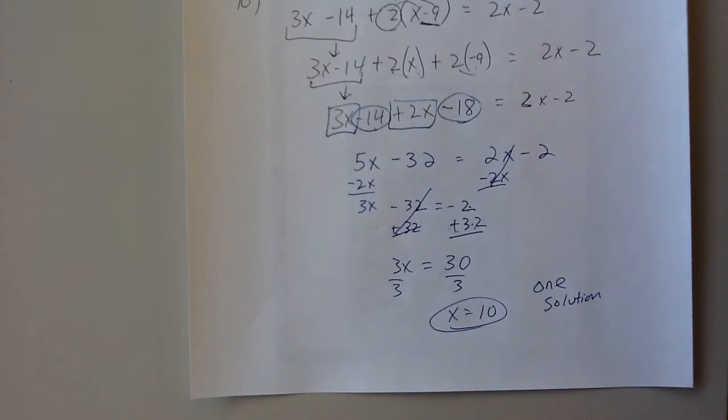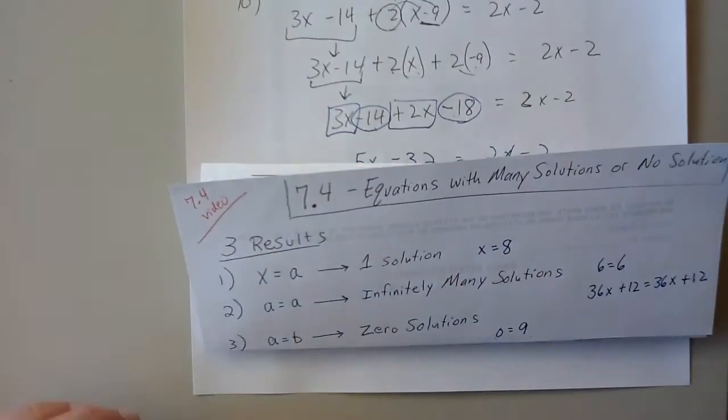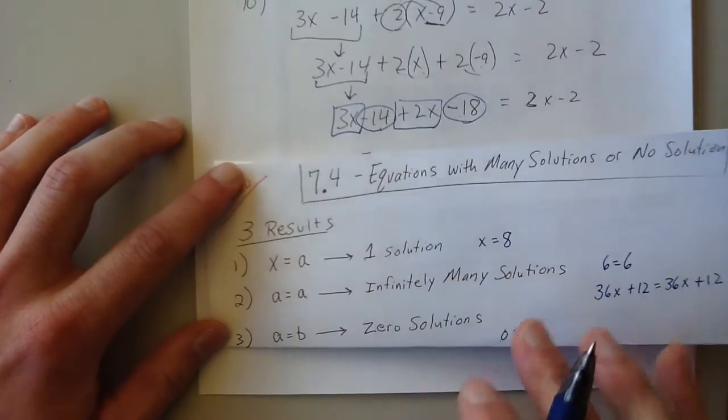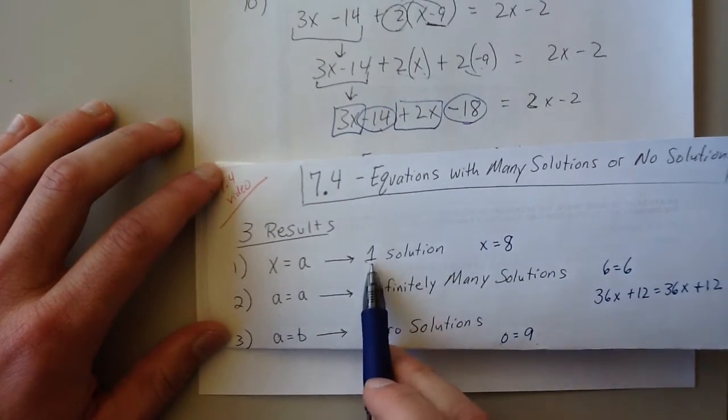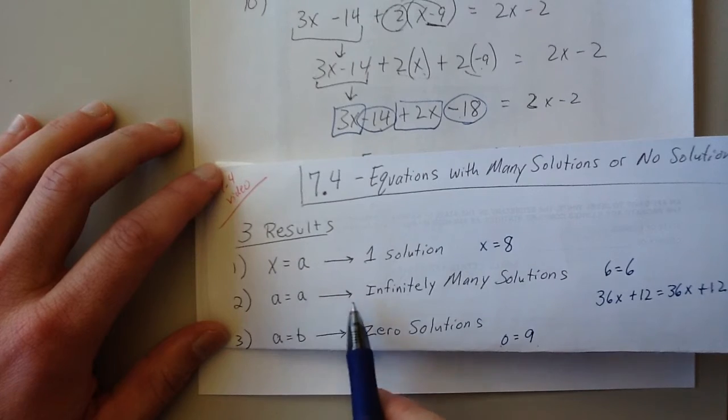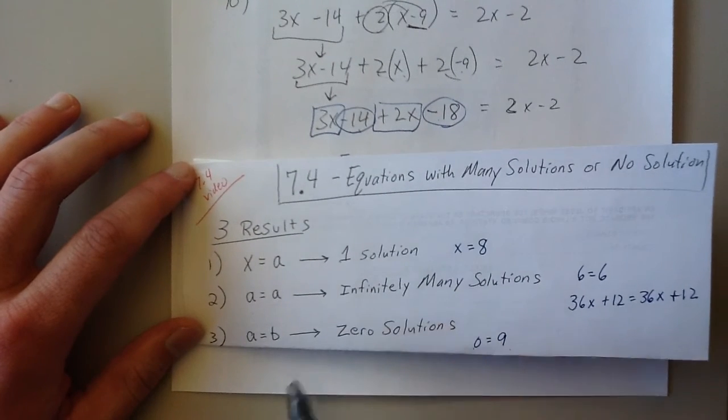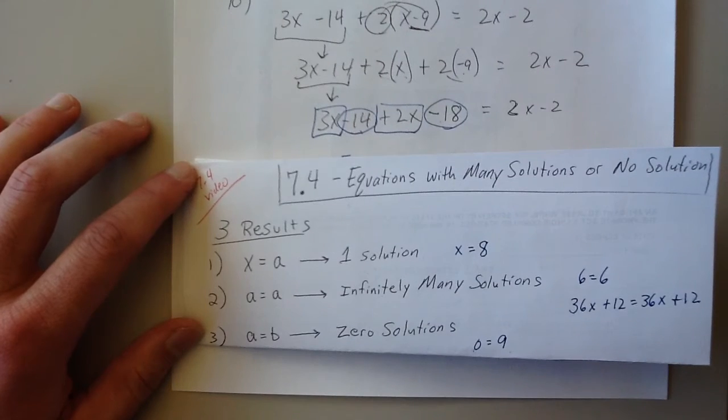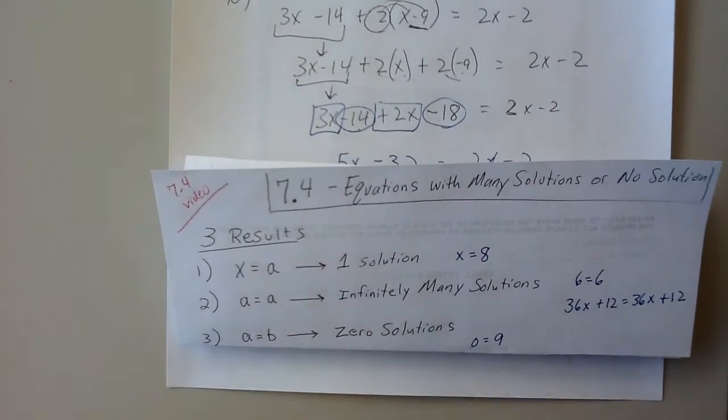Okay? So, just a refresher, for 7.4, you have 3 possible results. If x equals a number, that's one solution. If a number equals the same number, that's infinitely many solutions. And if a number equals some different number, that is 0 solutions. All right, that's 7.4ab. That worksheet should now be complete.